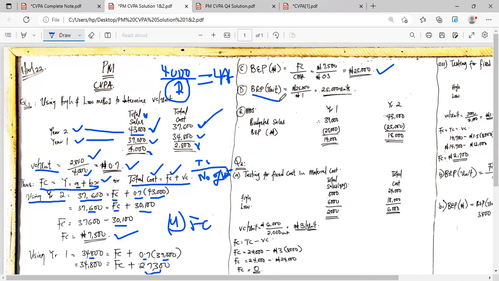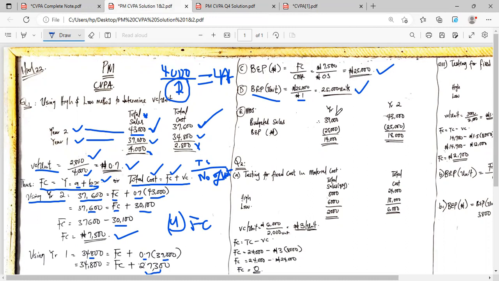Now, let us get BEP in units. If I know my BEP in naira, there's no stress. If I sell 25,000 naira, I'll divide it by what? How much am I selling per unit? 1 naira. It's in the question. So how many units am I to sell? 25,000 naira, so I need 25,000 units. So I need to sell 25,000 units for me to break even. That is just what it means. Are you getting it?